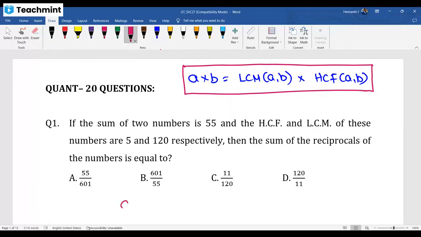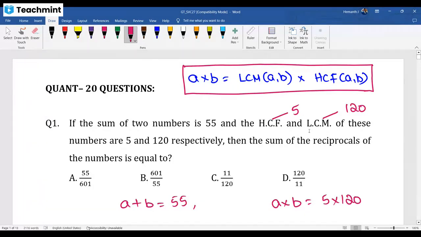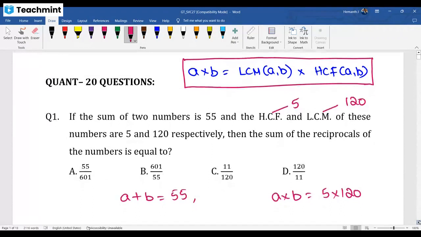They gave in the question the sum of two numbers, A plus B is 55. They gave the LCM for those two numbers and the HCF as well. HCF is 5, LCM is 120. Now we get A into B is nothing but 5 into 120. You got the product of the numbers and the sum of the numbers.